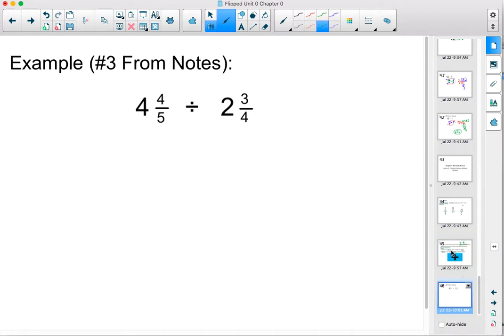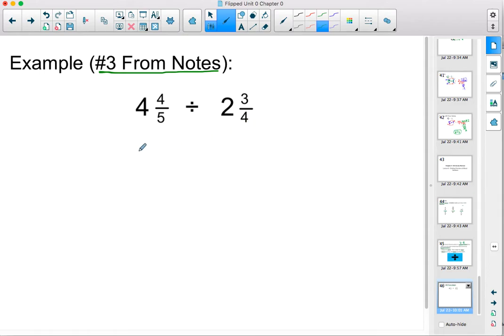And really, I only have one example for you today. This one should be enough. This is number 3 from your notes, so please follow along. Feel free to watch this more than once, because you're only going to see one practice problem here. It's a quick lesson. So we have 4 4/5 divided by 2 3/4.